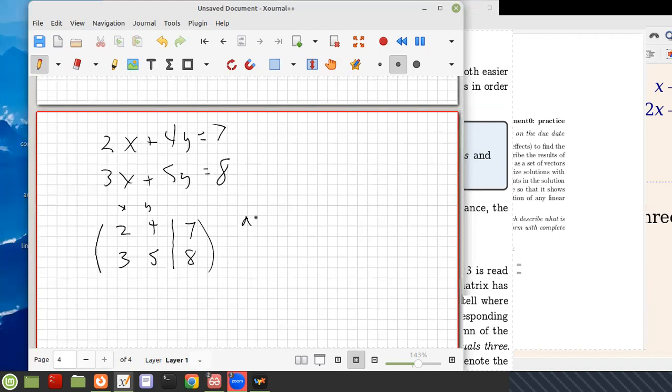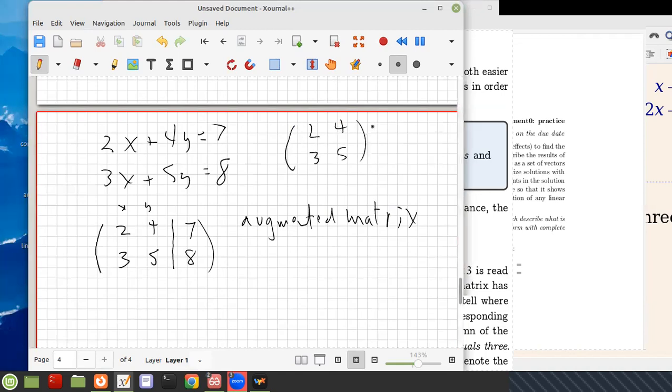This is called an augmented matrix. It's called augmented because this matrix here, 2, 4, 3, 5, is the matrix of coefficients of the linear combination. Coefficients is a hard word to spell. Matrix of coefficients.